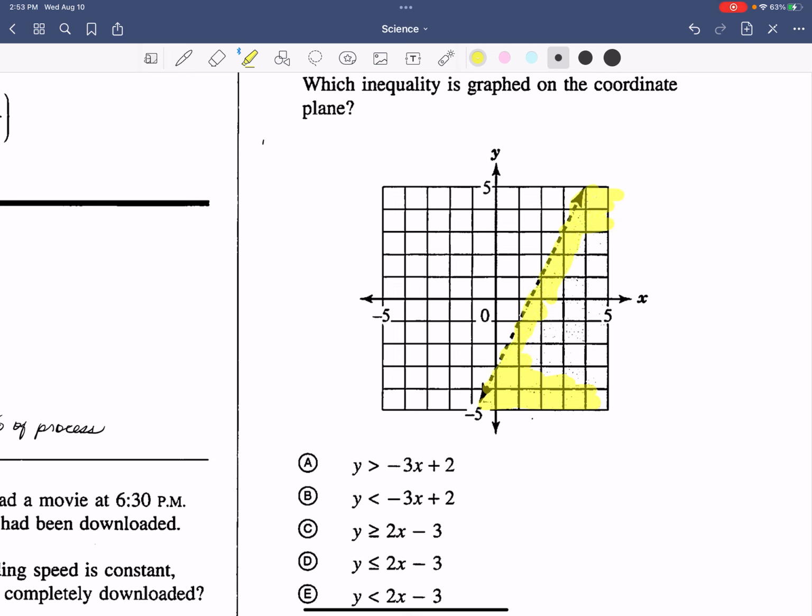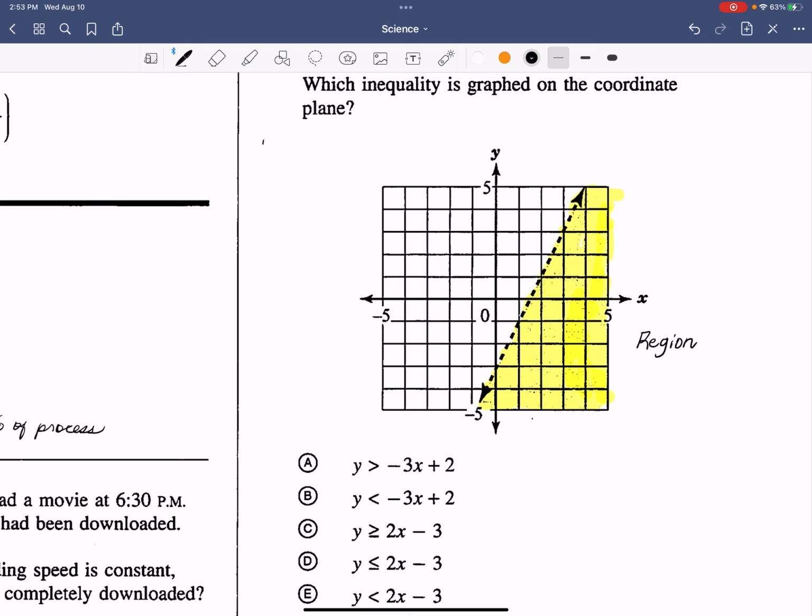So, this goes back to that problem a minute ago that we were looking at with the regions. When you have an inequality, you're dealing with a region of solutions, not just a specific one, because there's a whole range of things that it could be. So we're focusing on this yellow region, or we will be ultimately. It says, which inequality is graphed on the coordinate plane?